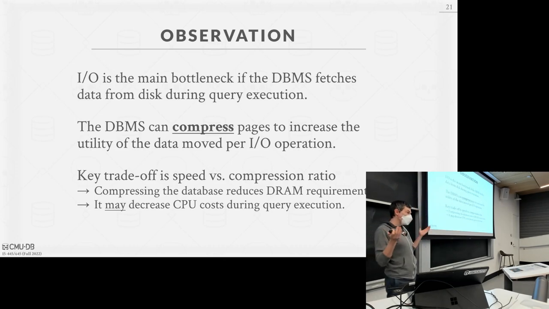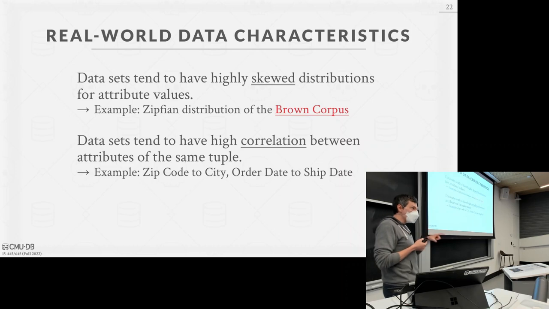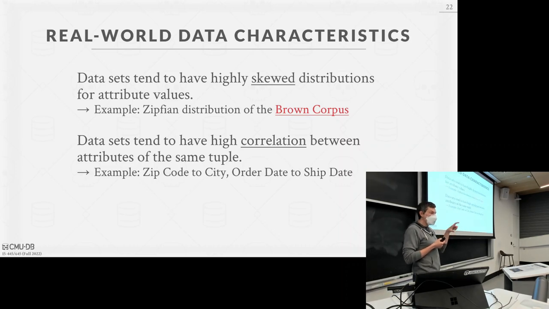And why can we do this? Why do you think databases could get great compression in data, in real world data? Yes. He says it's very, very well defined structure. Yes, but I already switched to the answer, right? It's well defined structure and highly skewed, meaning there's going to be a lot of repeated values over and over again, and we can take advantage of that in how we design our compression scheme in our system.